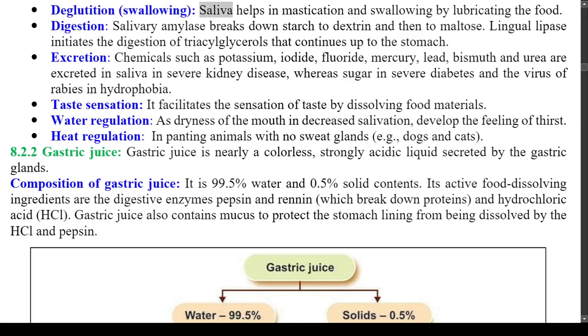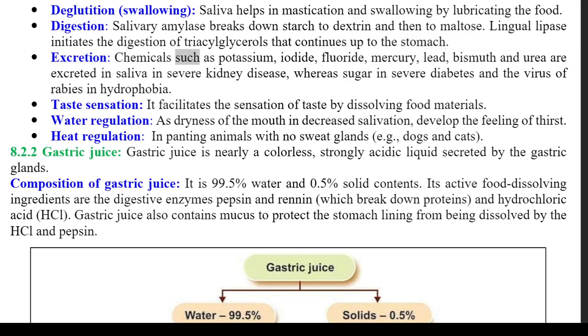Deglutition: swallowing. Saliva helps in mastication and swallowing by lubricating the food. Digestion: salivary amylase breaks down starch to dextrin and then to maltose. Lingual lipase initiates the digestion of triacylglycerols that continues up to the stomach.